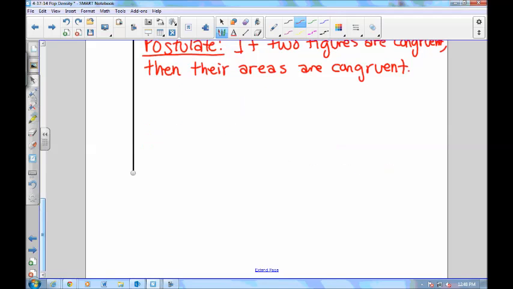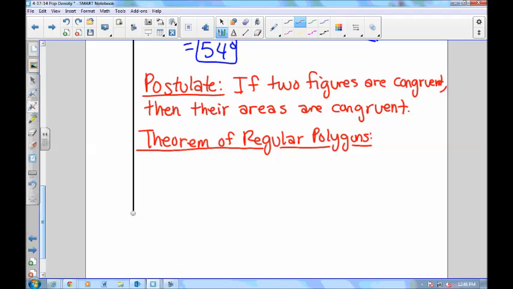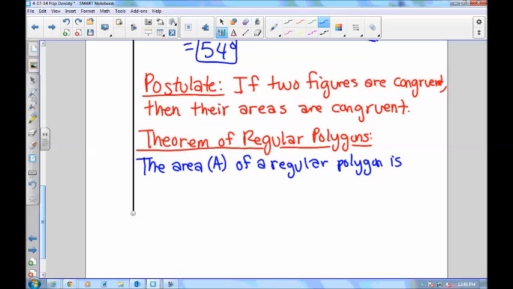Lastly, the theorem has a formula about area. The theorem of regular polygons, again there's that word regular. So in your essential question, you should be defining what it means to be a regular polygon and what an apothem is. The area, I'm going to give area capital A, of a regular polygon is half.